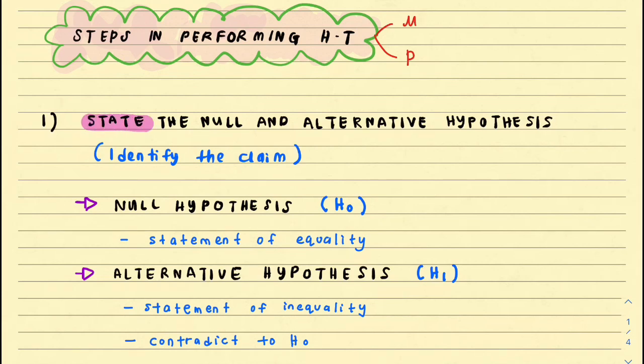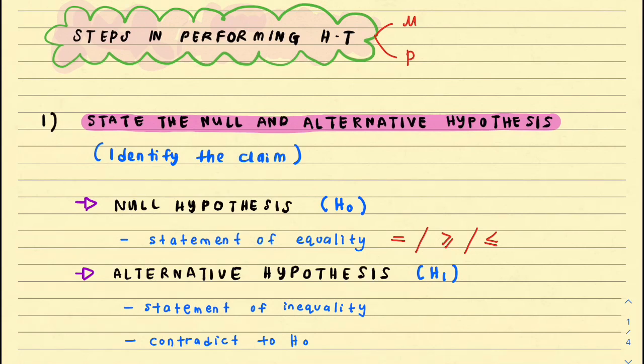The first one will be state the null and alternative hypothesis, or we identify the claim from the question. So we have only 2 types of hypothesis. The first one is null hypothesis, denoted as H0, and also alternative hypothesis, denoted as H1. The null is always a statement of equality. Equality here means whether you have the symbol of equal sign, more or equal sign, or less or equal sign. So whenever you have these 3 types of symbol, this one will be at your null hypothesis.